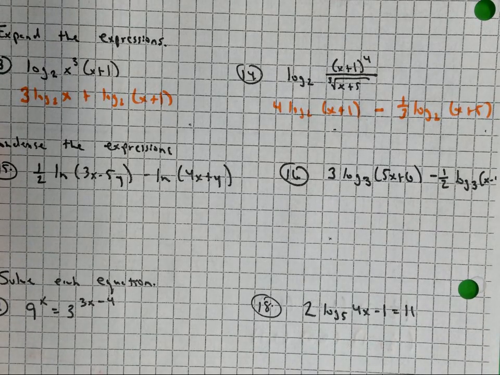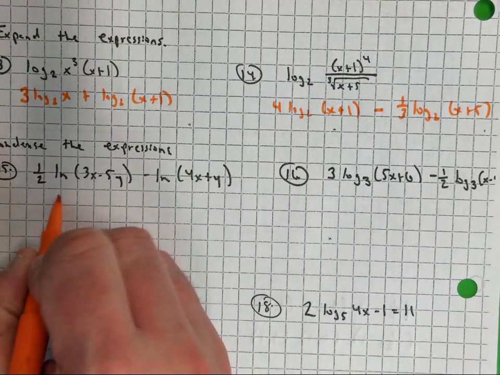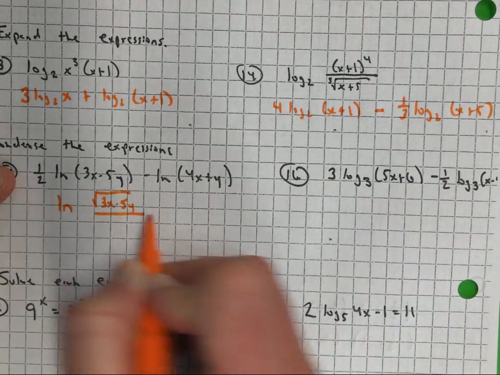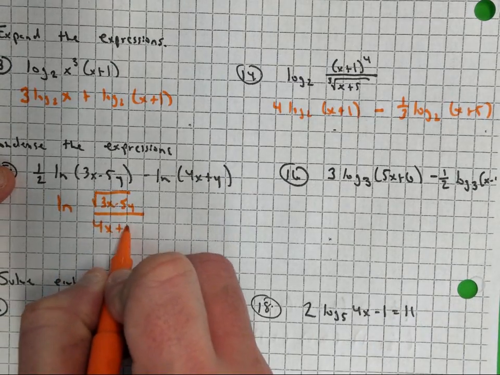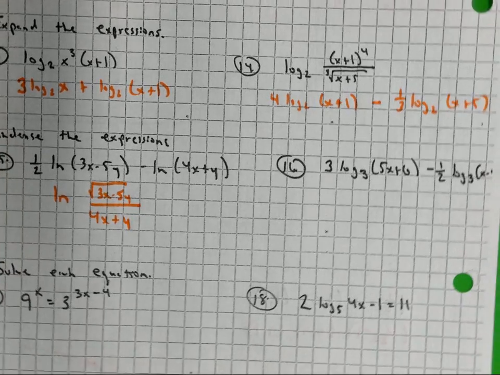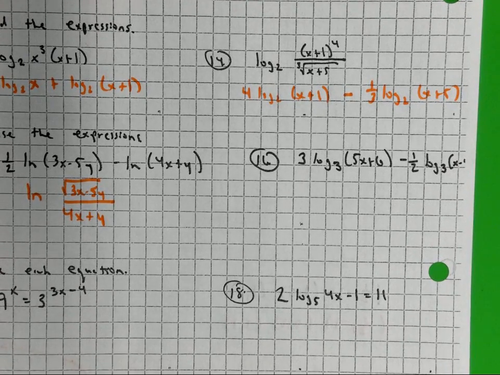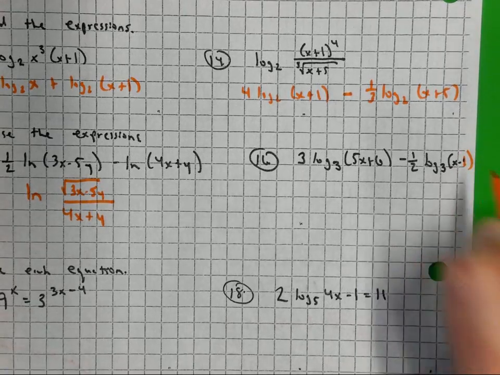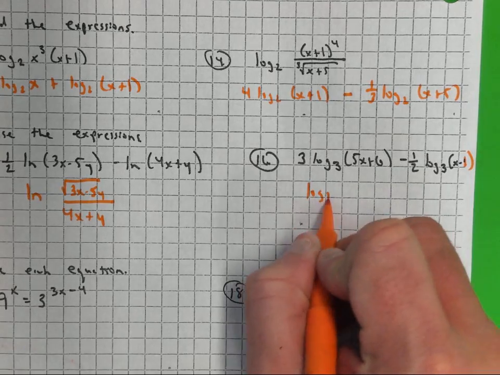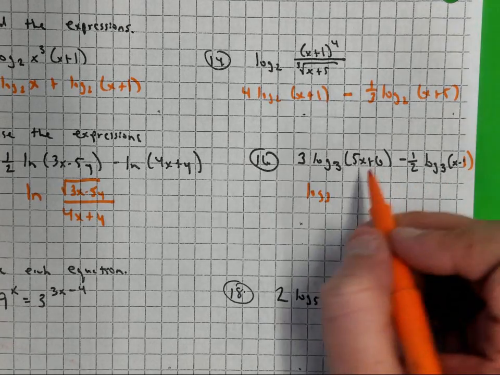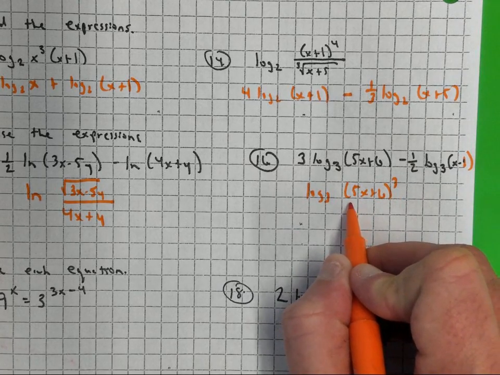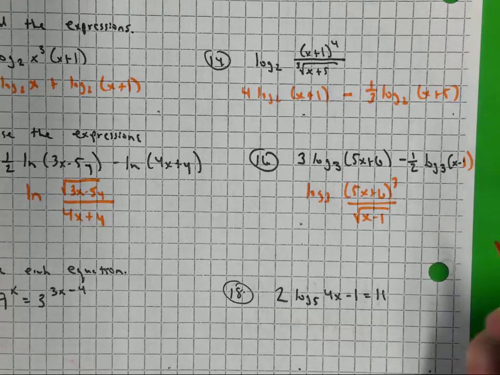Next, we want to condense. Condense means make what? So I'm going to write natural log. I'm going to put the square root of 3x minus 5y on top. And what goes on bottom? 4x plus y. This over here is supposed to be x minus 1. Number 16, I will put log base 3, 5x plus 6 cubed over square root of x minus 1.